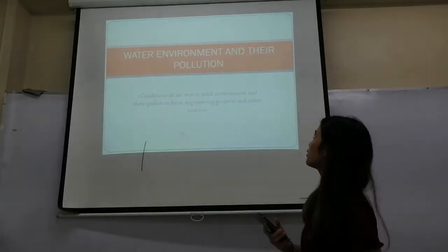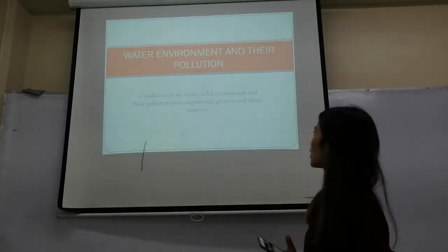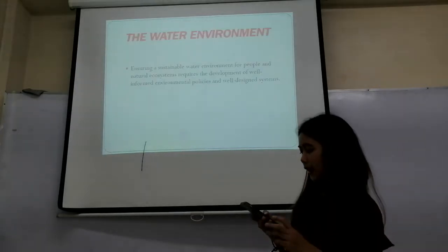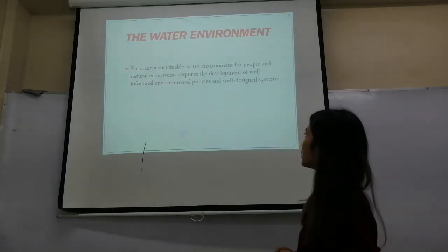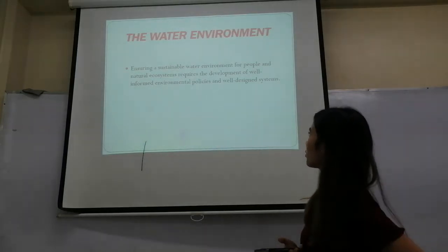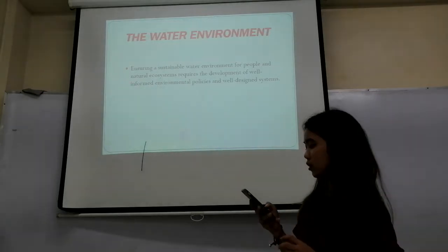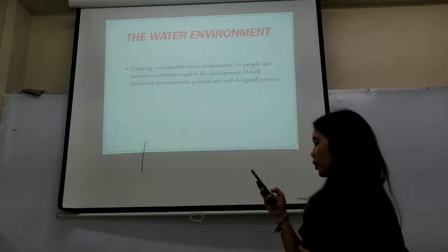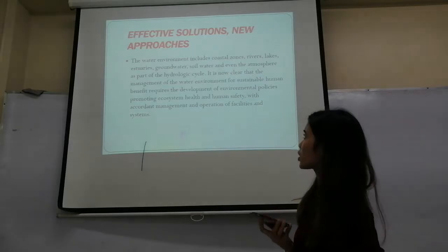So moving on to water environment and air pollution. So this covers the conditions of air, water, solid environment, and air pollution from engineering projects and other sources. So the water environment: ensuring a sustainable water environment for people and natural ecosystems requires the development of well-informed environmental policies and well-designed systems. So in order to achieve this goal, we must employ a holistic approach that draws on inputs from a wide variety of disciplines. So effective solutions and new approaches.